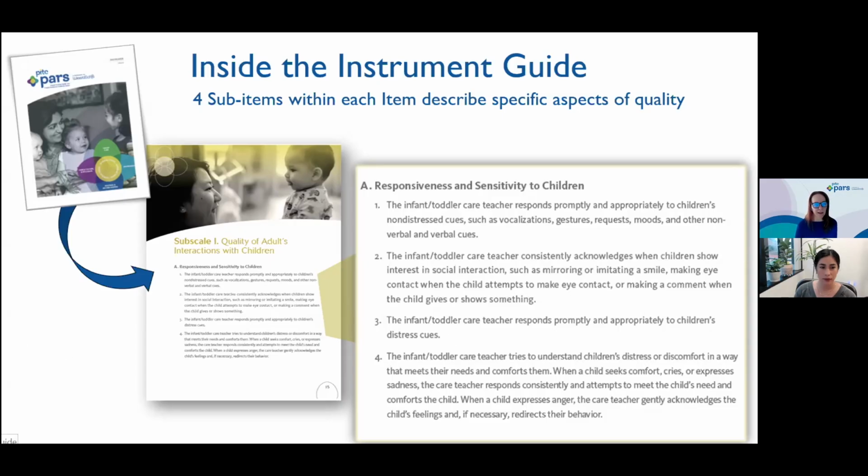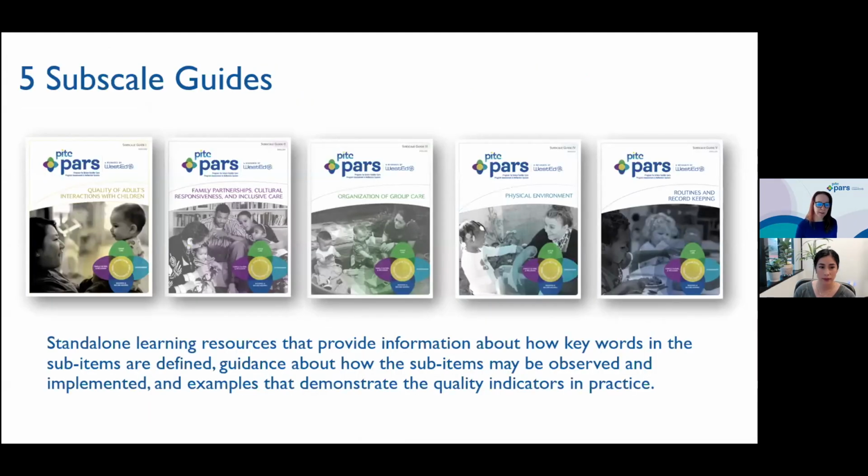So the instrument guide, for those who choose to pick it up, what you could do with that is take it to really learn what the quality indicators are that fall under responsiveness and sensitivity to children. Which are the quality indicators that fall under respect for infants and toddlers' choices, for example, another item. For those who want to go deeper, we also have developed 5 subscale guides.